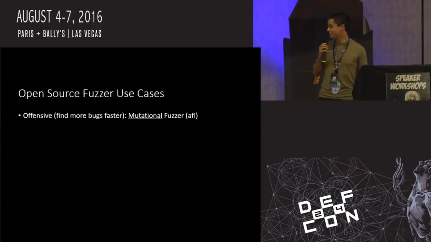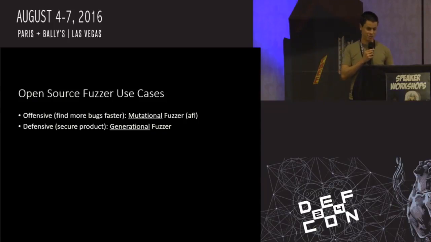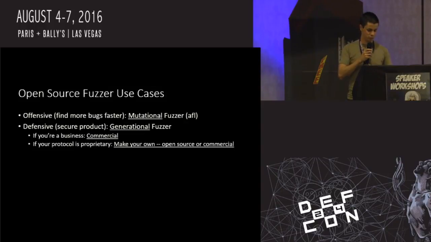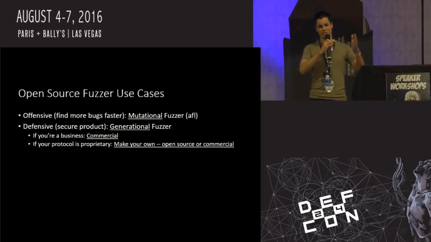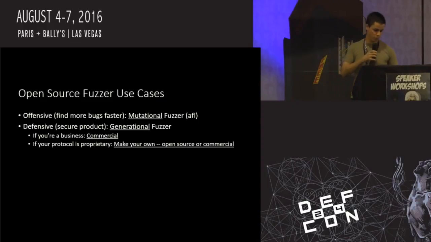So we'll talk about the use cases and when you would want to use an open source fuzzer. If you're offensive, we talked about using mutational. Defensive, generational. If you're business, basically the dollars will tend to work out for a commercial tool, because for businesses, time is expensive. For open source projects, money is expensive. Open source projects have no money. Businesses pay for all their time, and they pay a lot for it.